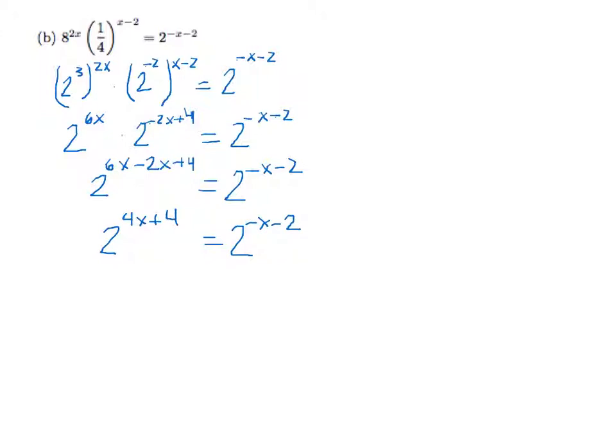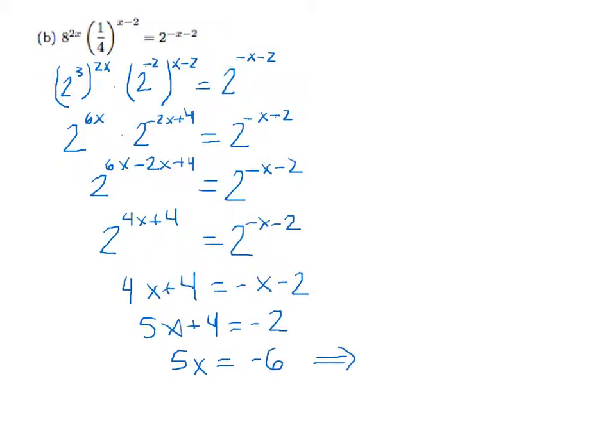So now that we have just one term on the left and one term on the right with the same base, we can set the exponents equal. So 4x plus 4 has to equal negative x minus 2. Getting like terms on the same side, we'll add an x to the right. So we have 5x on the left plus 4 equals negative 2. And we'll subtract the 4 on the left. So we have 5x equals negative 6. So x equals negative 6/5.